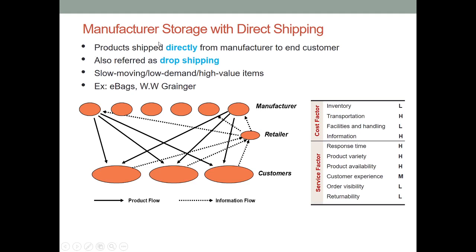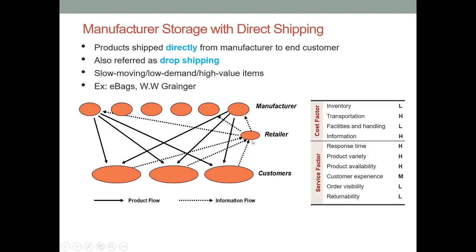So the first one is manufacturer storage with direct shipping. The keywords here are manufacturer storage, direct shipping. It means that the product is directly sent from the manufacturer to the customer. They don't need the distributor or retailer. The manufacturer straight away sends the products to the customer. In this network, you can see that the bold black arrow represents the product flow, and the dotted arrow represents the information flow.